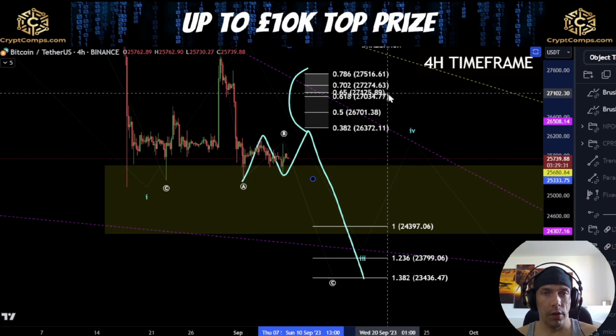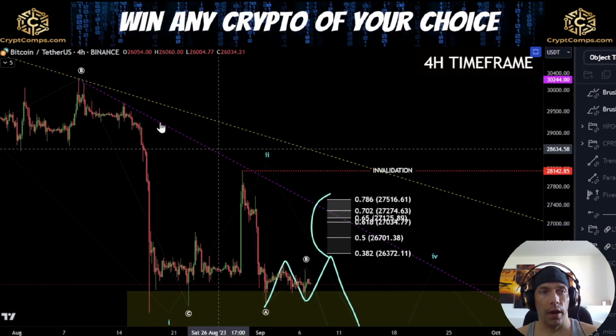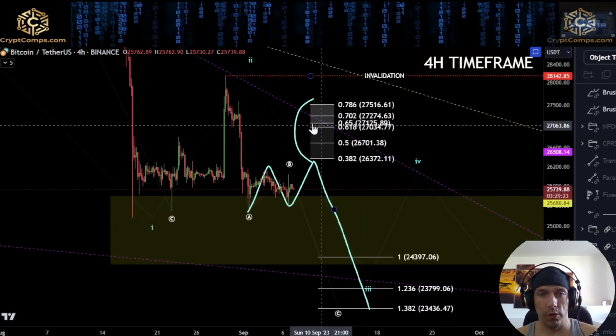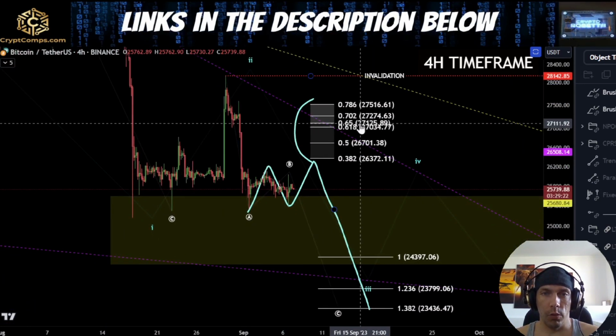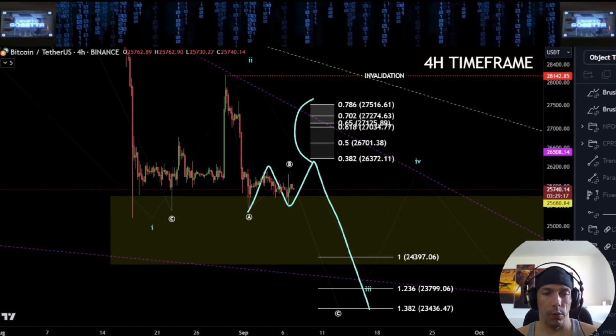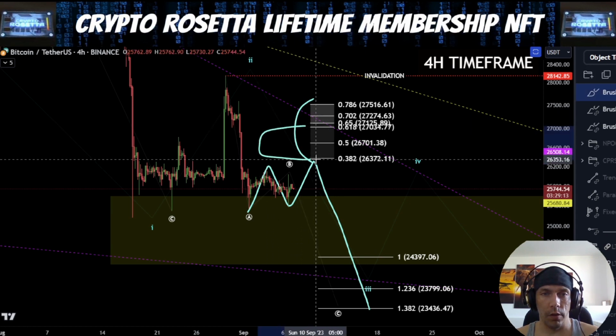It would be quite interesting to see a move back up to this golden pocket area, because this would actually align with coming back into this purple trend line here, which would be quite interesting to see. And that would be here towards this 27,125 to this 27,034. This would also look to fill this little bit of an imbalance that we've got in this area.